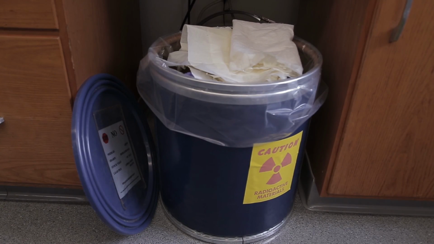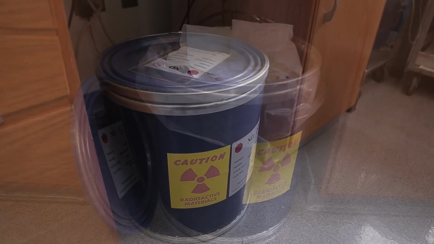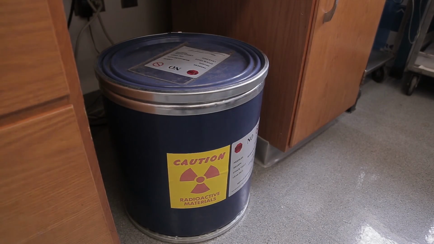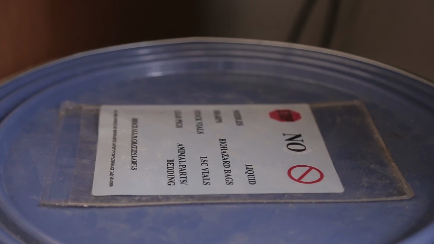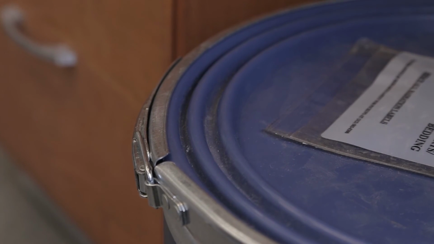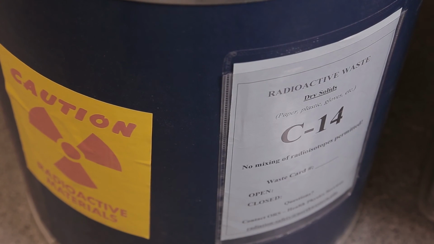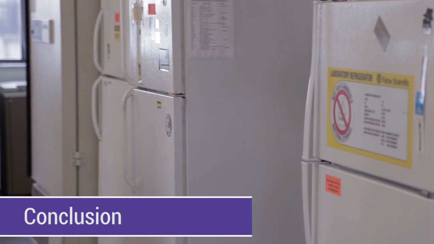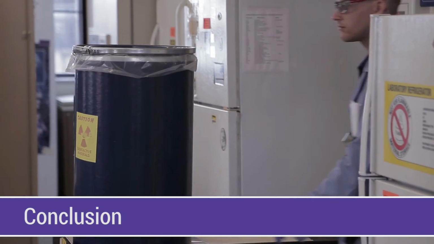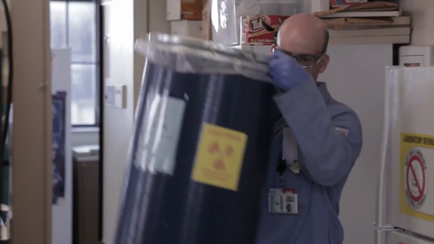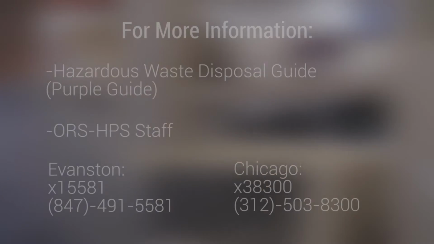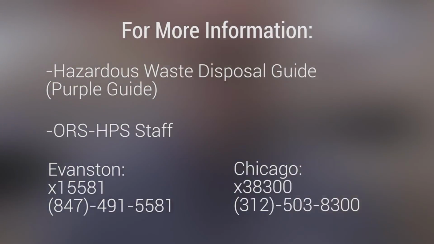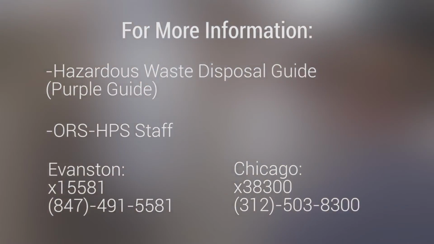Your waste must be properly prepared, or it will not be picked up. Ensure that all radioactive waste containers are closed with the lid securely in place and a completed waste label on the side of the container. Proper handling and disposal of radioactive waste is an essential element of research utilizing radioactive materials. For more information on radioactive waste disposal and minimization, consult these resources.